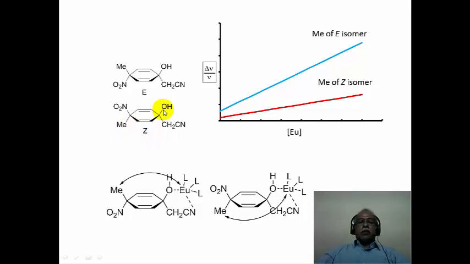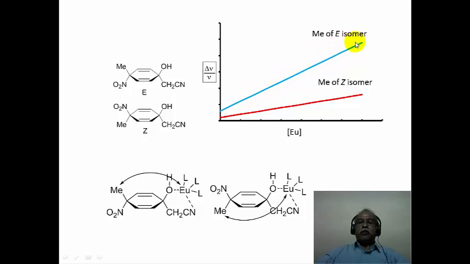So the Z isomer, because the distance is much larger, should show a smaller effect in terms of the induced chemical shift value to the europium concentration. As you keep increasing the europium concentration, more and more complex should be formed, and the chemical shift value of these methyls, two methyls, should keep increasing as you increase the europium concentration.